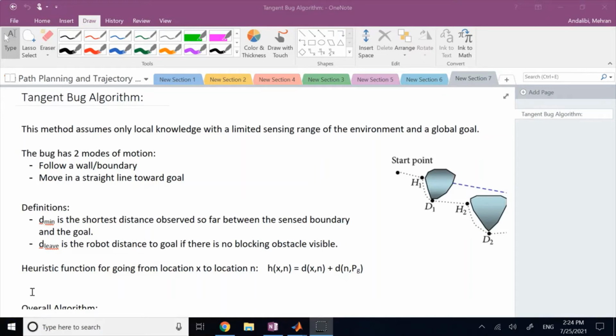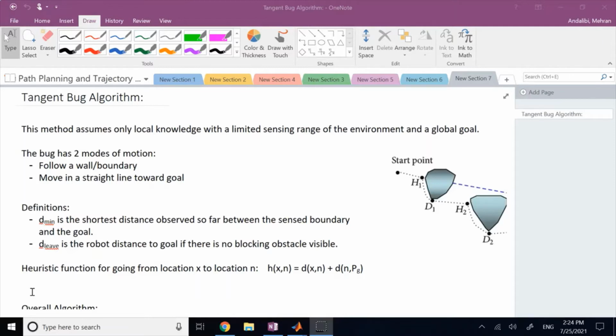Hello everyone. In this video, I'm going to talk about one last algorithm I'm going to be showing you for path planning, and it is called the tangent bug algorithm. Related to this one, we have algorithms called Bug1 and Bug2, which are quite similar, but they are not as good as this one. This one is clearly outperforming those, and you can just search them, Bug1 and Bug2, or I can tell you briefly what they are.